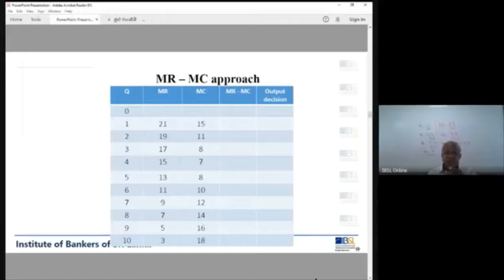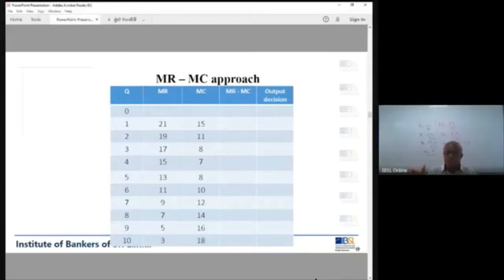When marginal profit is positive: at 1, it is positive. At 2, it is positive. 19 minus 11. At 3, positive. At 5, it is positive. What is the output decision? For example, the company at the moment is at 1. Marginal profit is 21 minus 15, 6. What do you recommend?